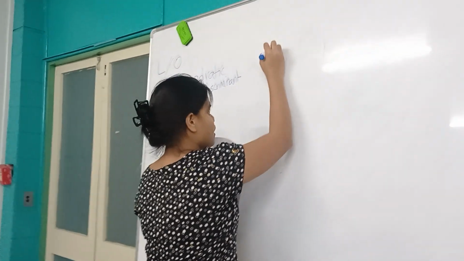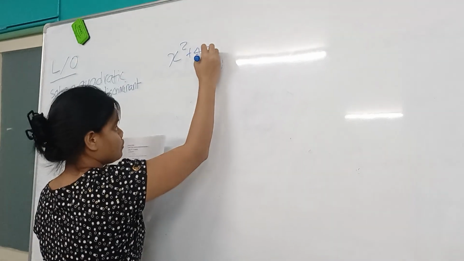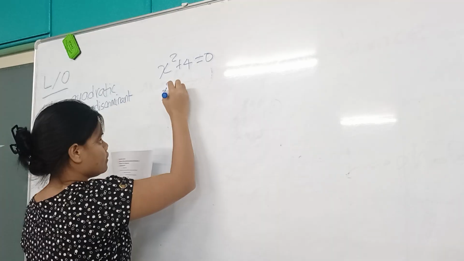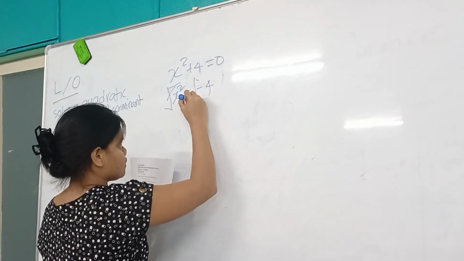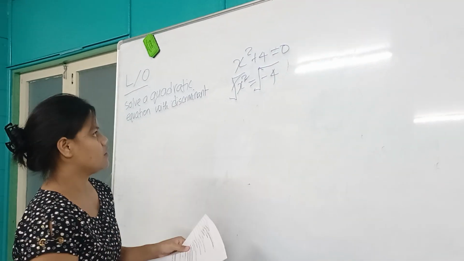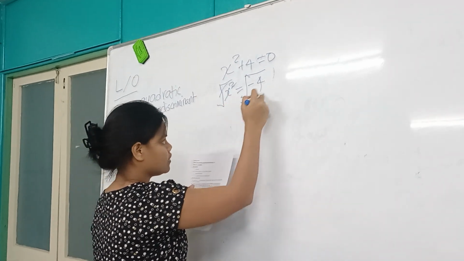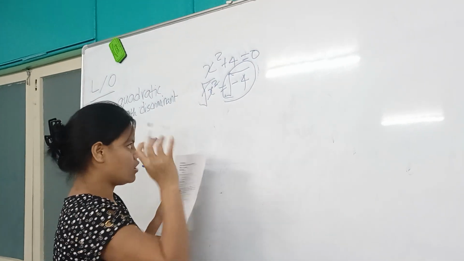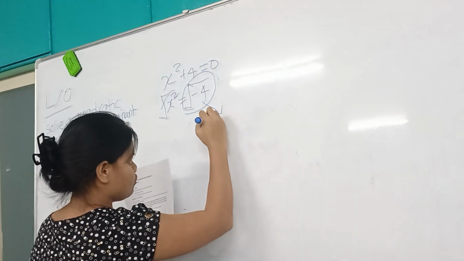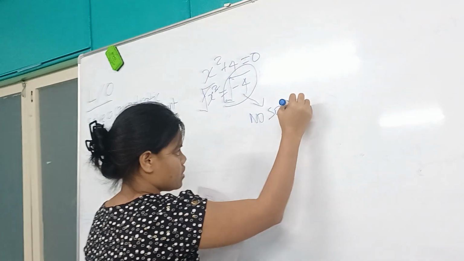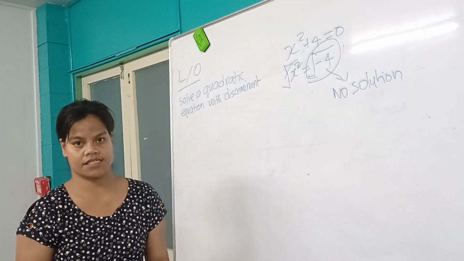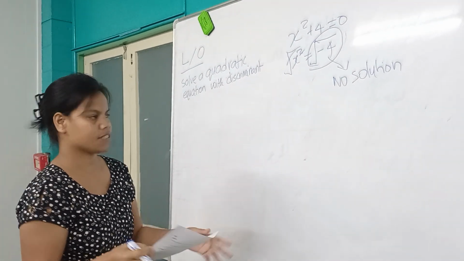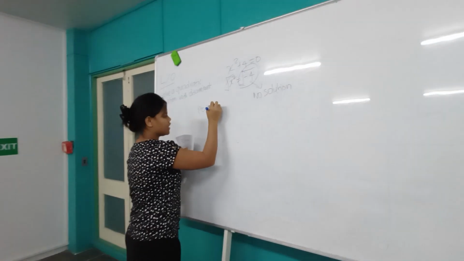Alright, let's try this example. x squared plus 4 equals 0. x squared equals negative 4. We solve this problem. Student, can you guess what the value is? No, it's okay. It's no solution, because it's not in the real numbers. Also, in the real numbers a square root gives two values, a positive and a negative.